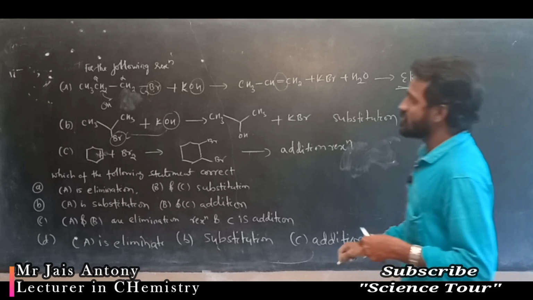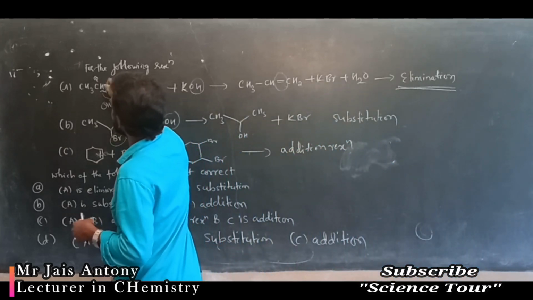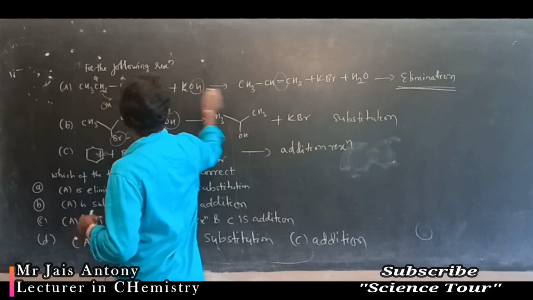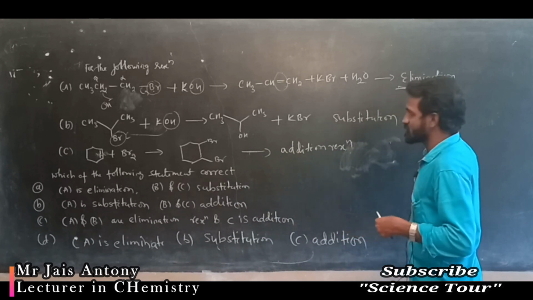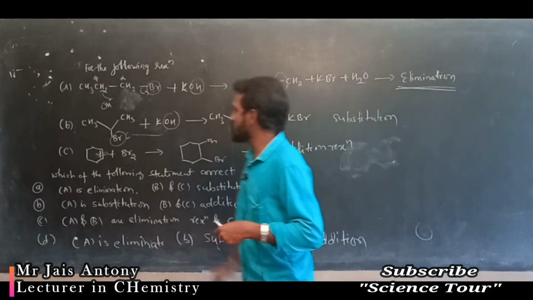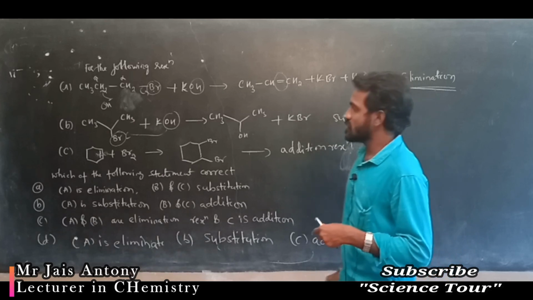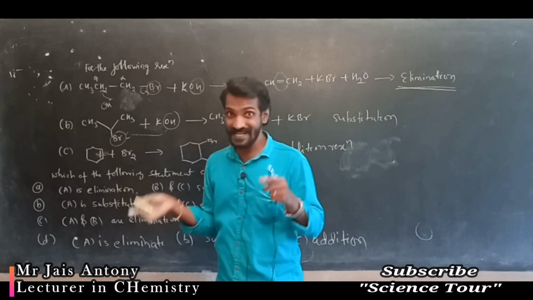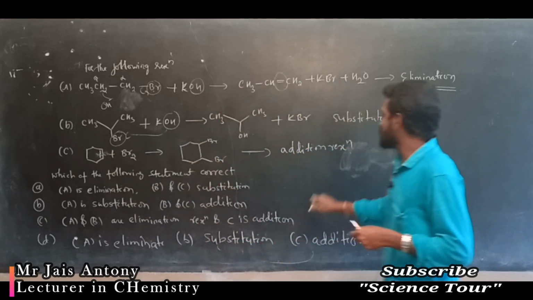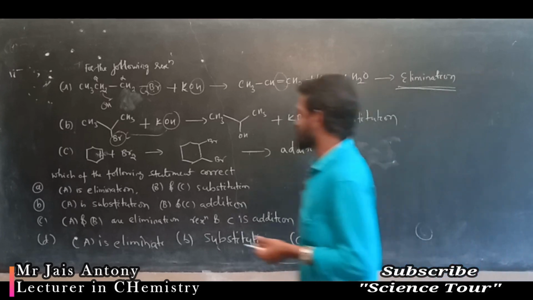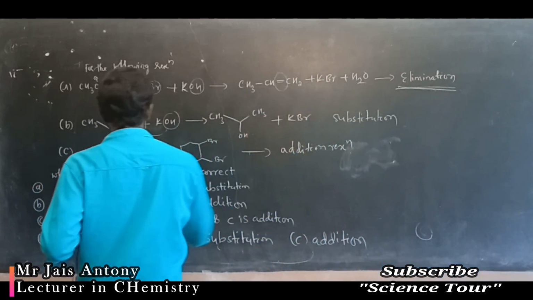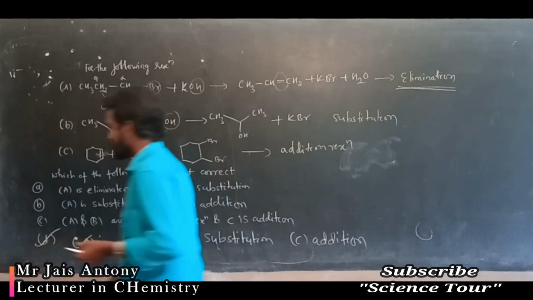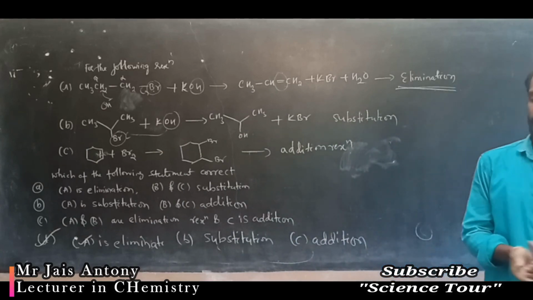So the first one, Br is eliminated, OH attacks H which gets subtracted and it forms a double bond here, alkene formed, it is elimination reaction. Here OH gets substituted with the Br and it is a substitution reaction. Here the bond breaks and Br gets added to this benzene ring. This is addition reaction. So in this, which one is correct? First one is elimination, second one substitution. Which option is correct? A is elimination, B is substitution, C is addition, option D is correct.